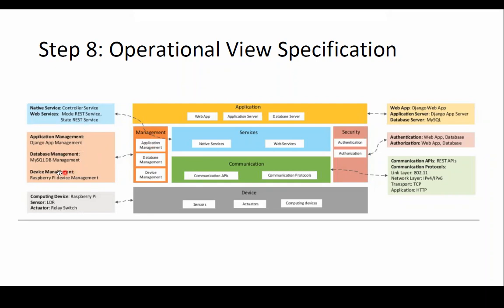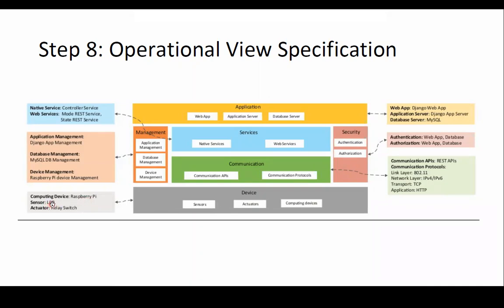Django application management, MySQL database is used, and Raspberry Pi is going to be used for implementing the IoT application. Remember, Raspberry Pi is going to be used, that's why we are going to implement the coding part of this IoT application in Python, as it is a Raspberry Pi device. And the base is the device layer, which will have some sensors, actuators, and a computing device. So which computing device? As stated, Raspberry Pi will be used.